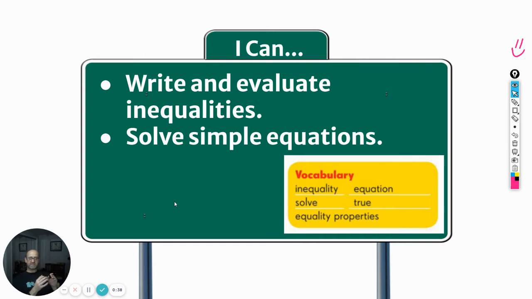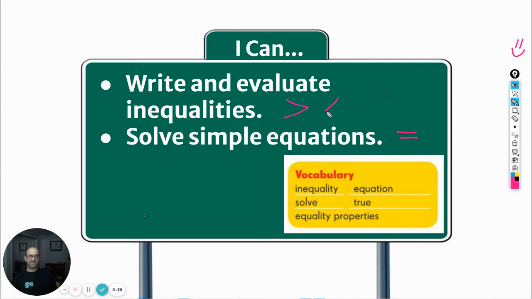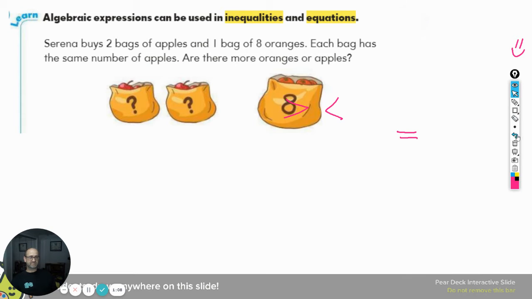Now we're going to talk about equalities and inequalities and equations. Inequalities and equations are basically the same thing. It's just that equations have two sides that are equal and inequalities have two sides that are not equal. So an equation will have this symbol somewhere and inequalities will have those symbols somewhere. Pretty simple, right? So let's carry on.